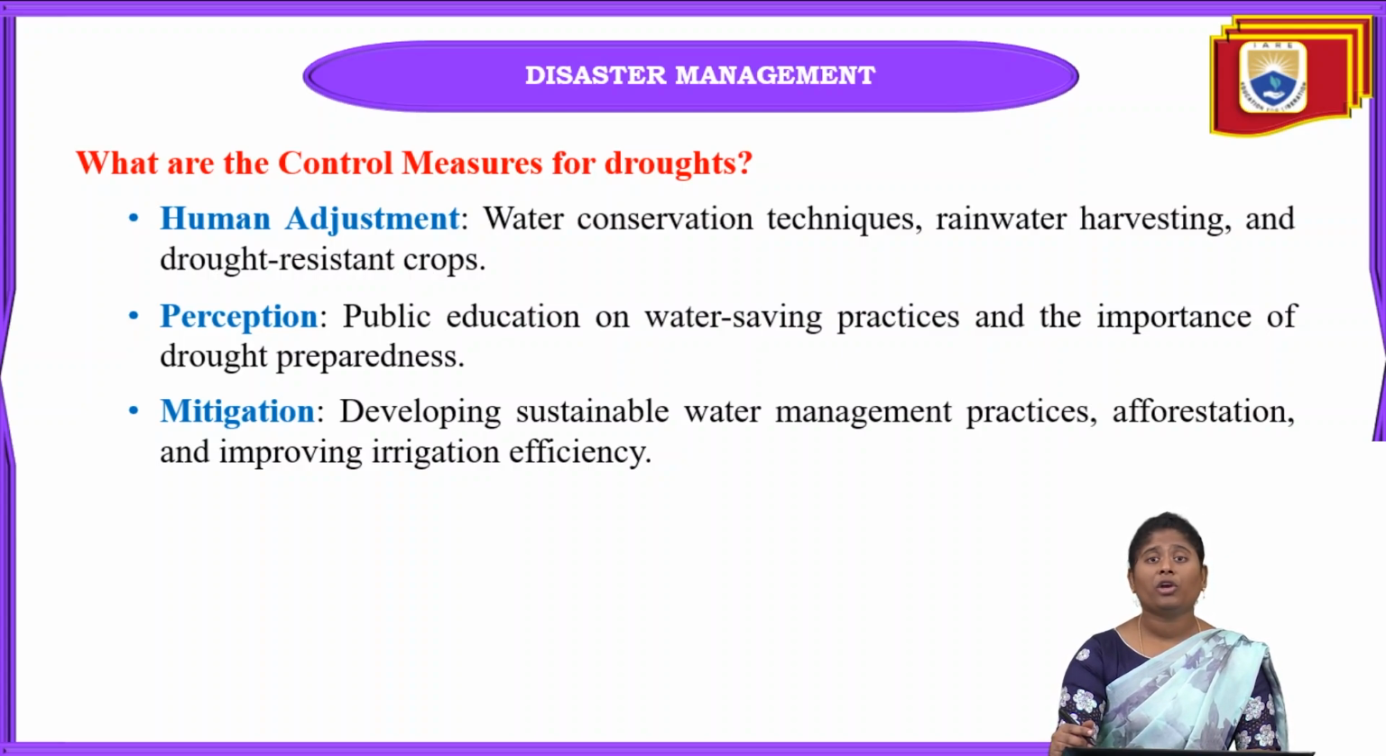Next one is perception. We have to educate the people on how to save water, water saving practices can be promoted among the public, and we have to tell them the importance of drought preparedness also.